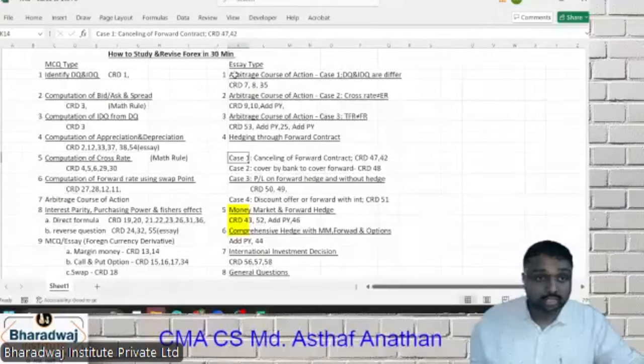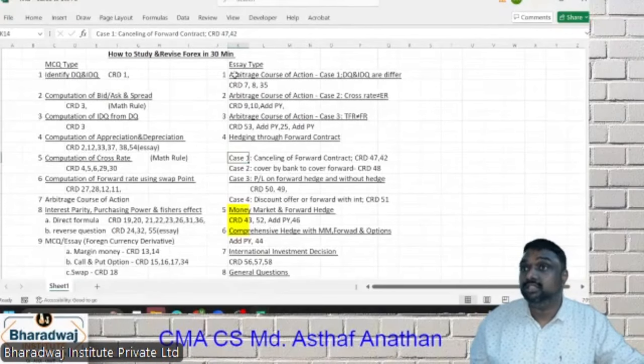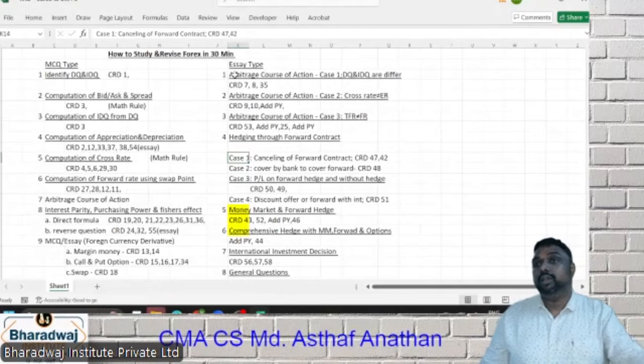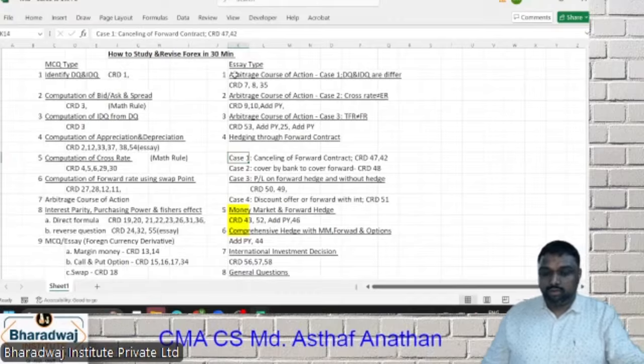This is also a previous year question for the 16 syllabus. If you cancel the contract, then you will have the penalty, and the rate on the expiry only will be taken. So we have only one question we discussed on this.